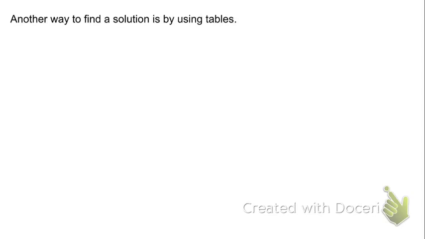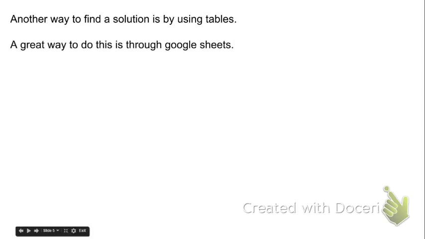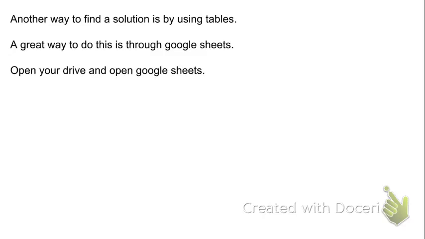Another way to find a solution is by using tables. A great way to do this is through Google Sheets. Open your drive and open Google Sheets. 2x minus y equals negative 1 will be one of our equations. And our second equation will be 1/2 x minus 2 equals y.